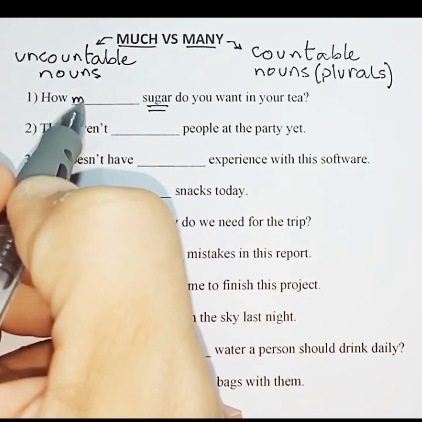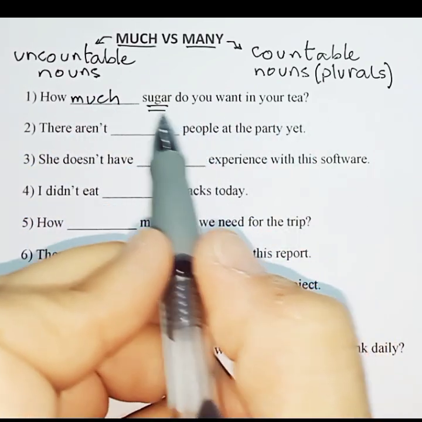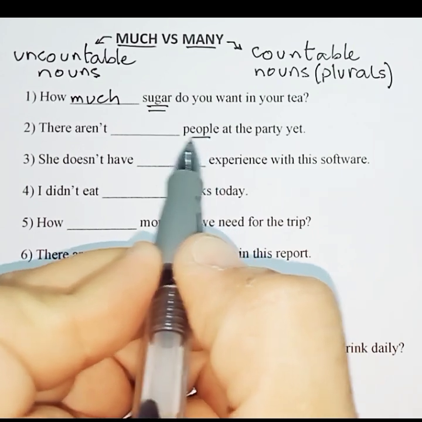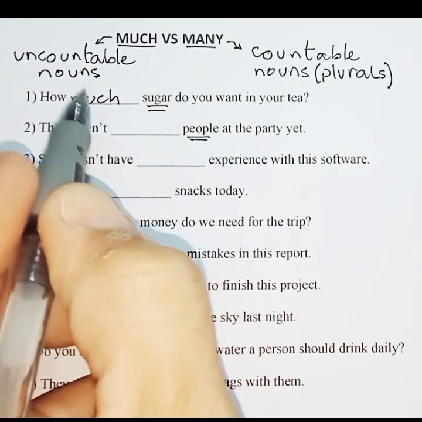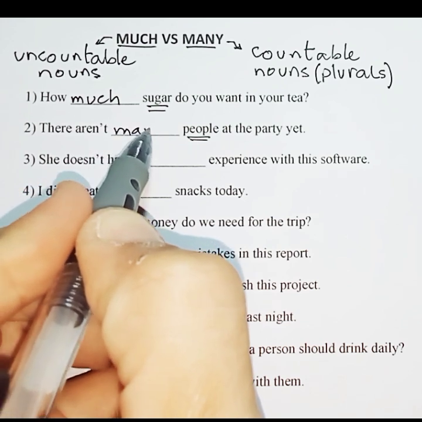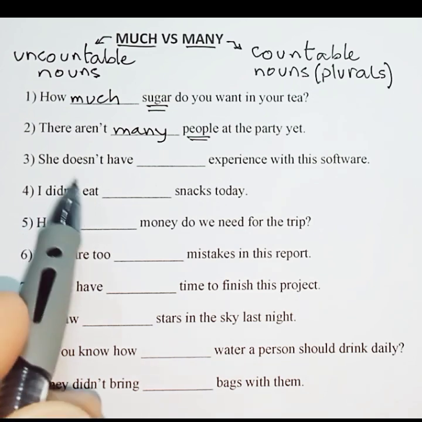Number 1. Sugar. Sugar is an uncountable noun. So how much sugar do you want in your tea? Number 2. There aren't people. People is the plural of person. So we have a lot of people here. So many. There aren't many people at the party yet.